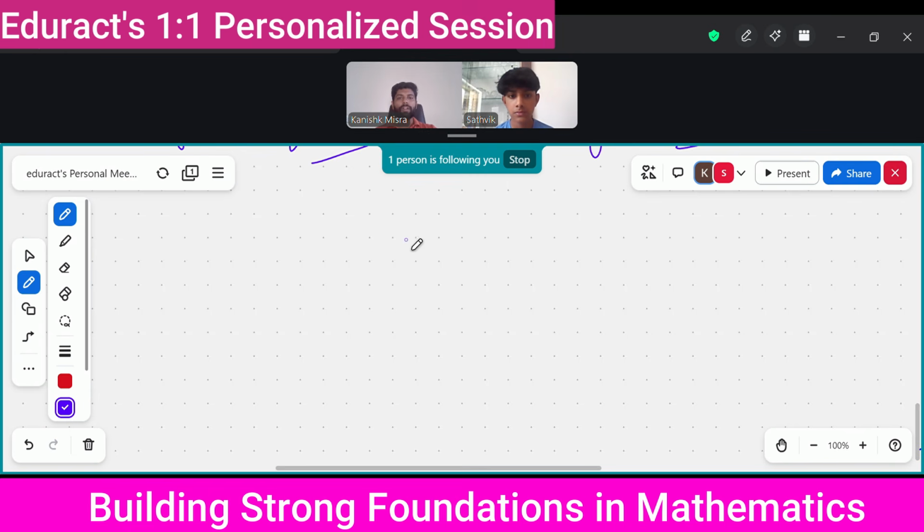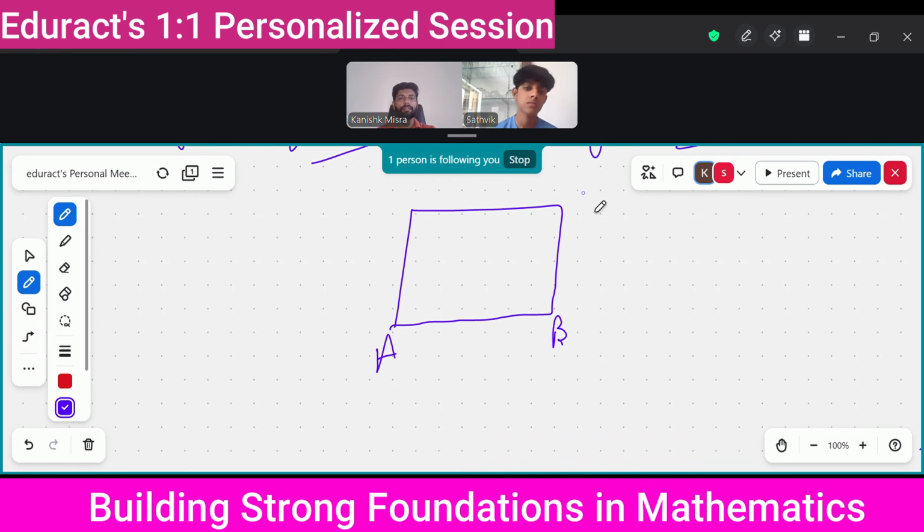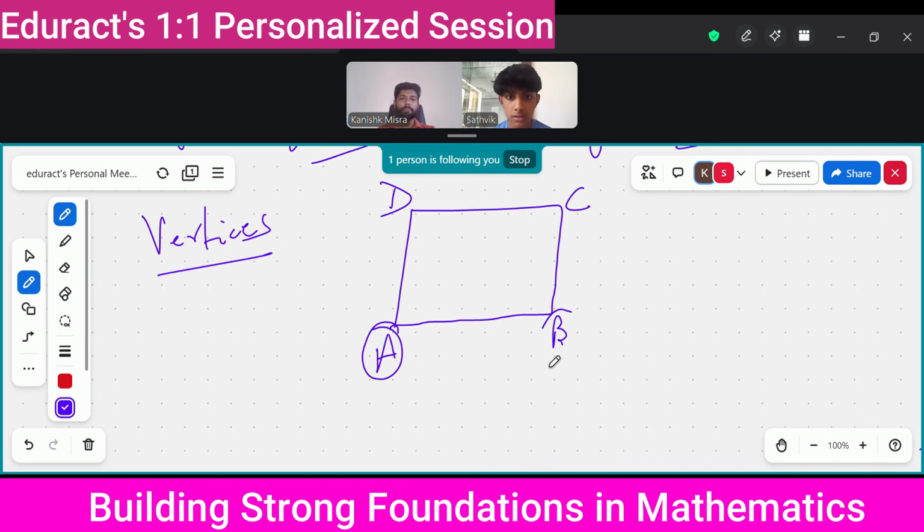Now, let's come to quadrilateral. A four-sided figure is called a quadrilateral. Do you understand what are vertices? Yeah. What are vertices? The four corners. Okay. So A, B, C and D are called vertices of the quadrilateral. Yeah. Okay. So as we have seen the angle sum property in a triangle, what would be the angle sum property in a quadrilateral?